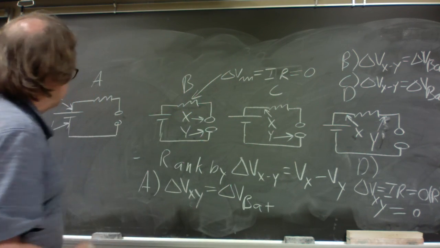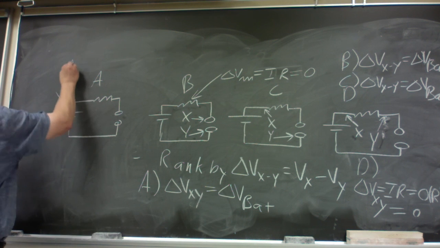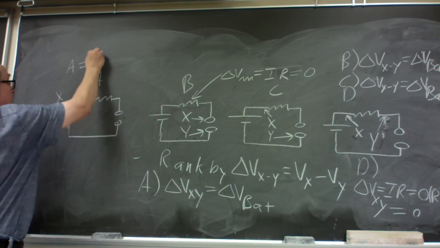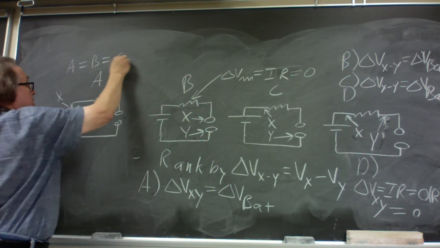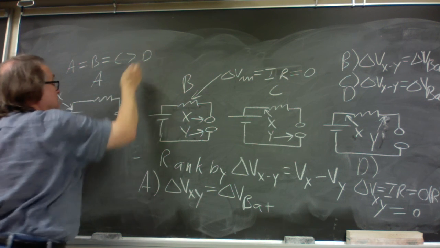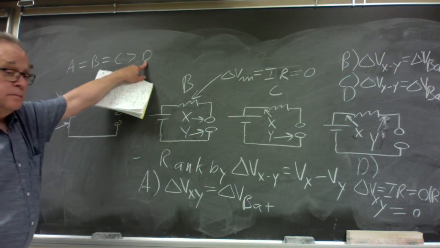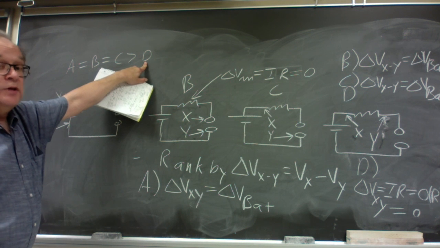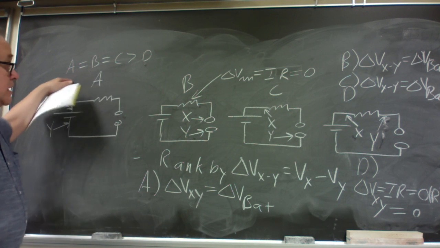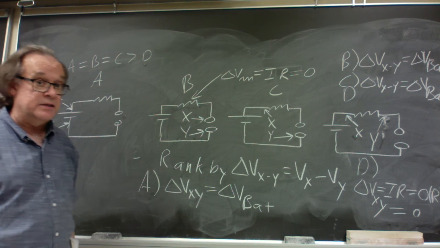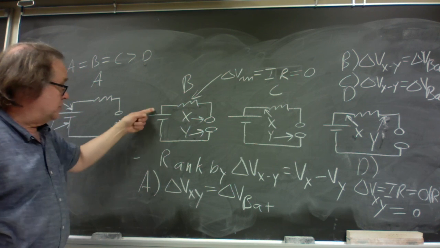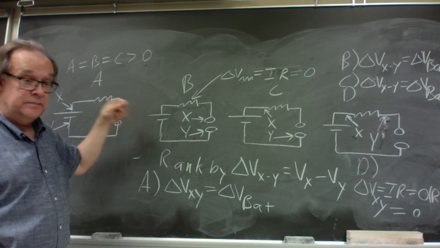So then the ranking was just potential difference in situation A equal to what it is in B and what it is in C, and that's greater than what it is in case D. In this case, the potential difference between X and Y is 0, and in these cases, the potential difference is exactly the same as the potential difference between the two poles of the battery.